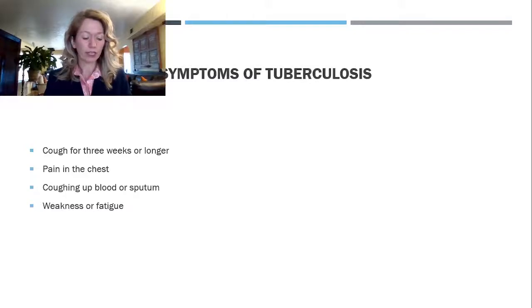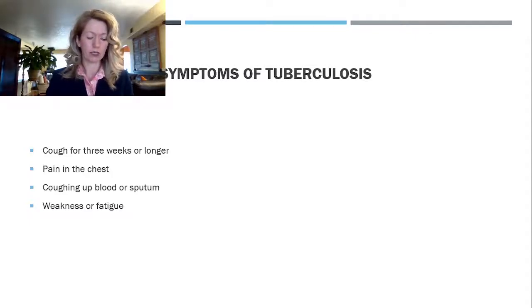According to the Mayo Clinic, tuberculosis is an infectious disease caused by an airborne bacterial pathogen which presents serious detriment to the human body and commonly affects the lungs. Symptoms of TB infection are persistent cough, 3 weeks or longer, coughing up blood or sputum, weakness, fatigue, and pain in the chest.